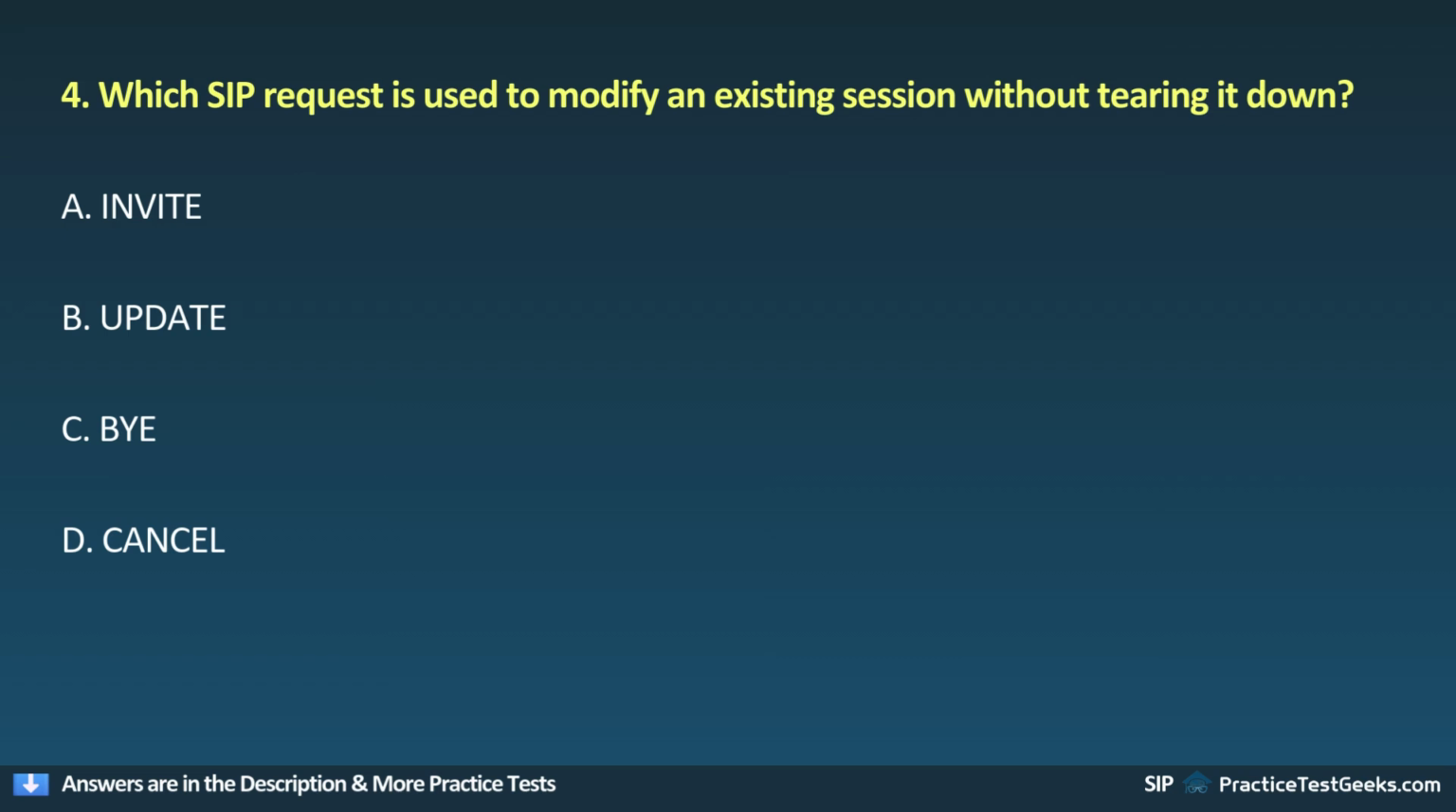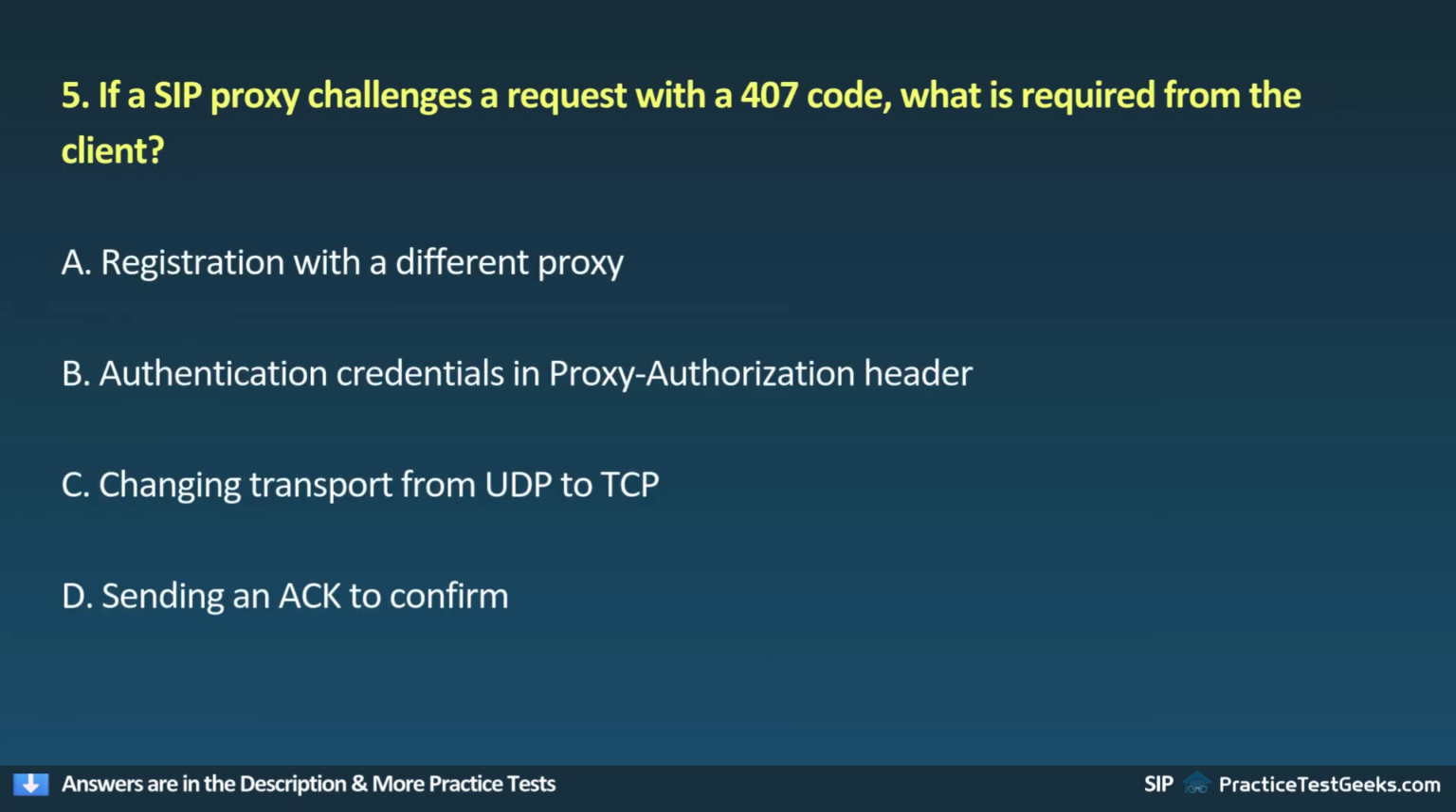4. Which SIP request is used to modify an existing session without tearing it down? A. INVITE. B. UPDATE. C. BYE. D. CANCEL. 5. If a SIP proxy challenges a request with a 407 code, what is required from the client? A. Registration with a different proxy. B. Authentication credentials in the Proxy-Authorization header. C. Changing transport from UDP to TCP. D. Sending an ACK to confirm.